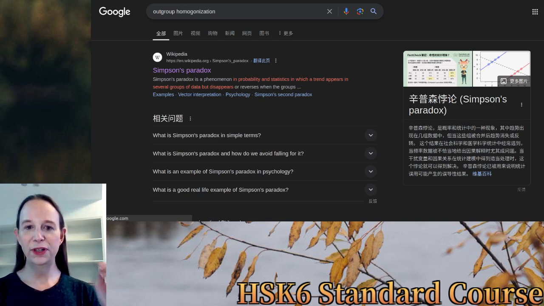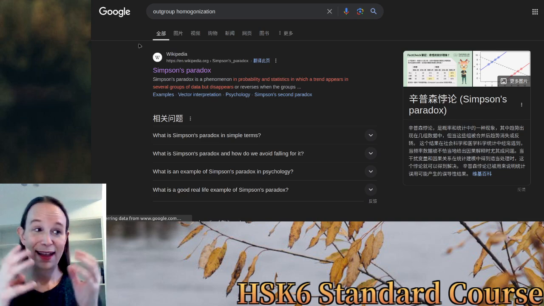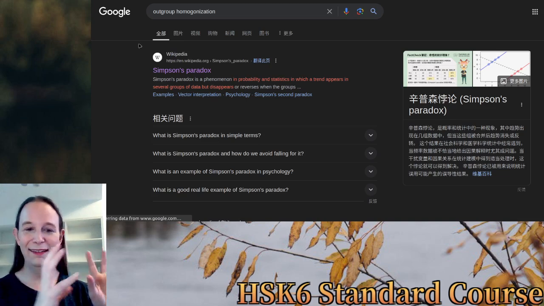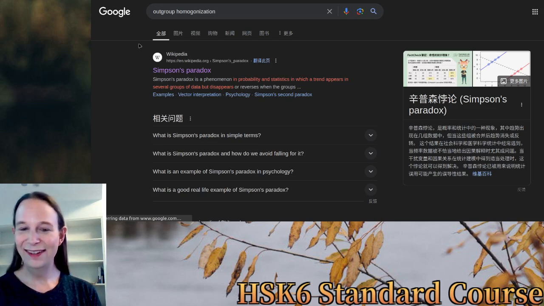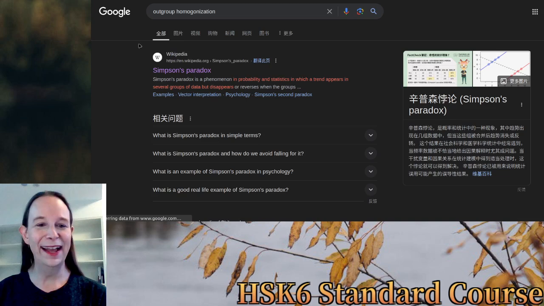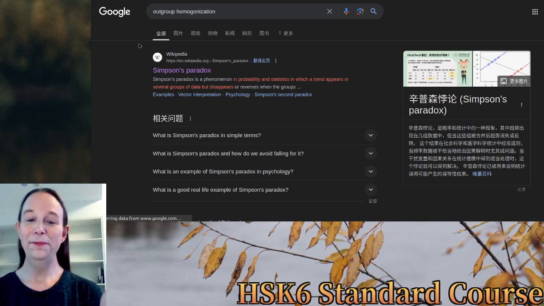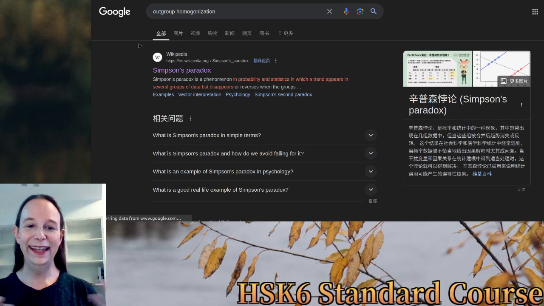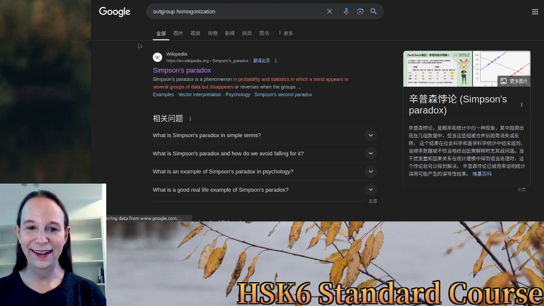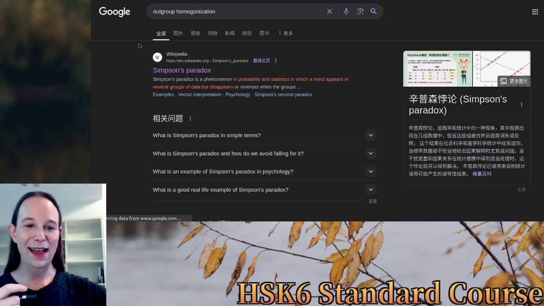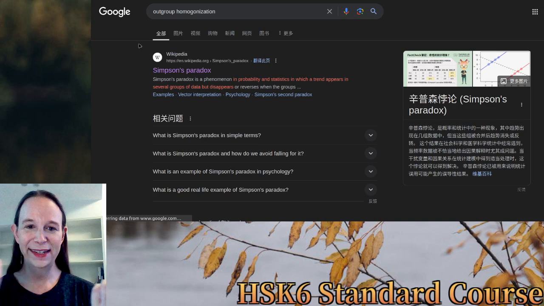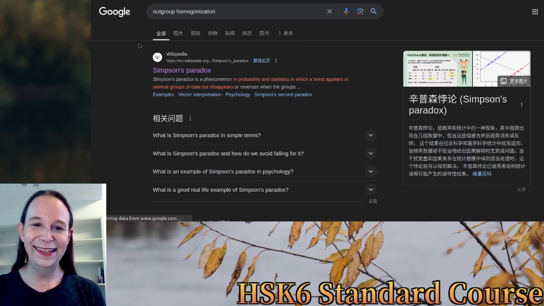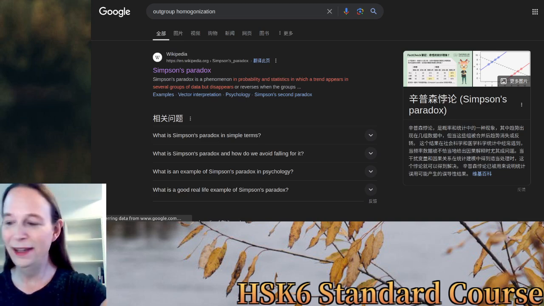Homogenization, outgroup homogenization. If you're a guy, you'll think all women are a certain way because they're in your outgroup, and if you're a woman, you might think all guys are a certain way because they're in your outgroup. But a guy would think other guys are nuanced and have personality. They would think, say, Donald Trump and Martin Luther King are two different people with totally different personalities, and you probably shouldn't clump them together. Maybe this is the outgroup homogenization effect.